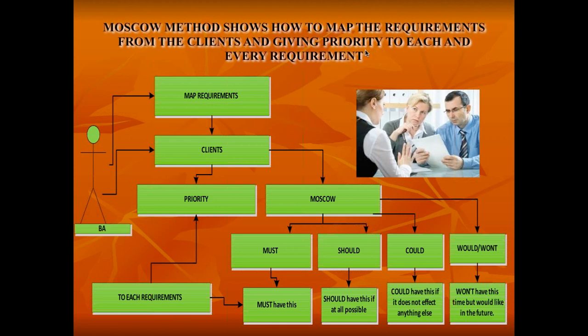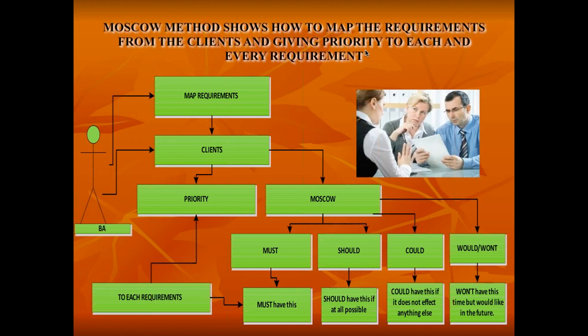Moscow stands for must, should, could, and won't. M stands for must, S stands for should, C stands for could, and W stands for won't. And we just added the two O's in the middle to frame it like a word. Okay, it's Moscow. So first look at must.